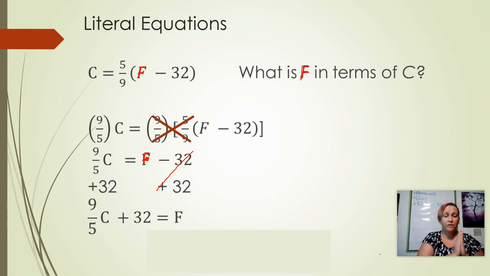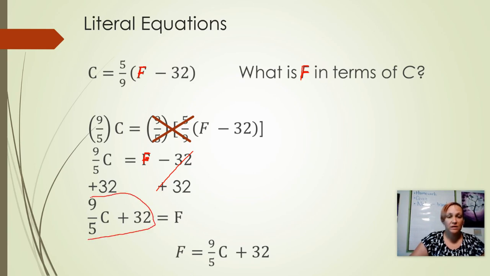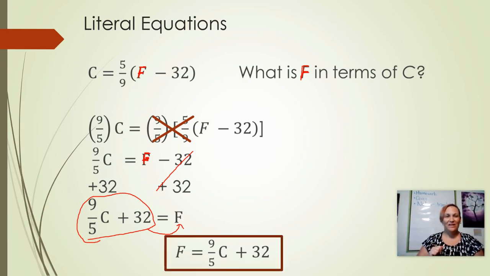I'm going to write my letter F first. So I'm going to write F equals, and then my answer would be the 9/5C plus 32. Notice that I didn't actually switch anything around here. All I did was pick up this whole thing and write it on the other side exactly how it was written before. So I'm not switching that order. I'm just switching what's written on which side. And this would be my final answer.